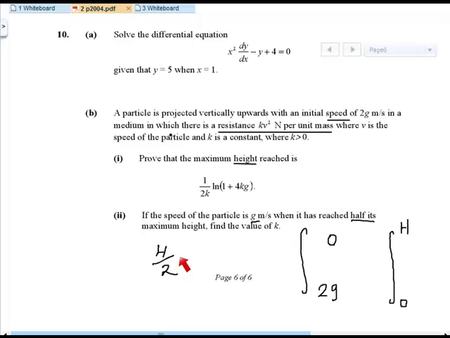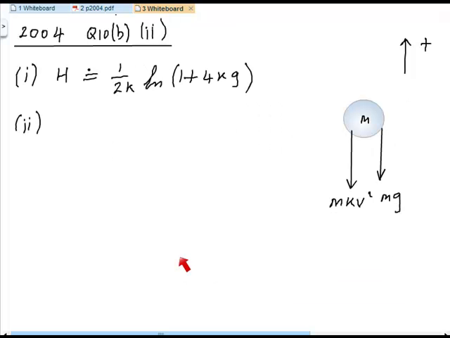So let's start by putting down our new limits. Our new limits for v are starting at 2g and ending at g. And our new limits for s, our height, are starting at 0 and ending at h over 2, where h is the expression given in part I above. This is effectively the only change from part 1 of the question. It's just a matter of putting in these new limits instead of the old limits that we had.